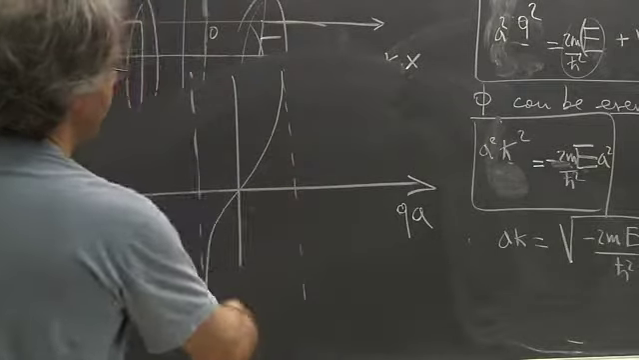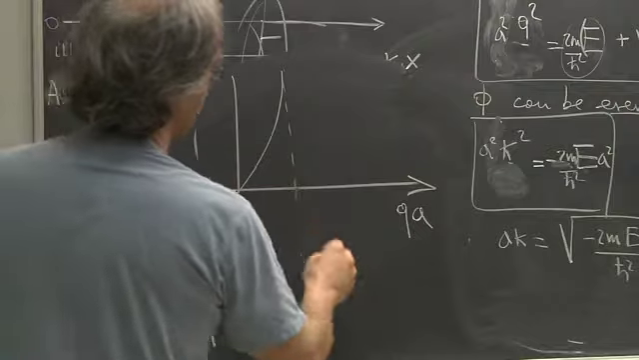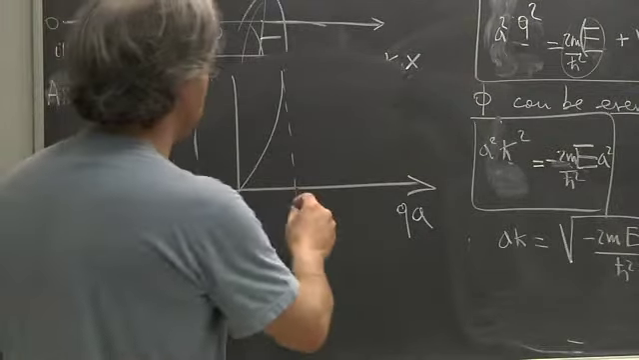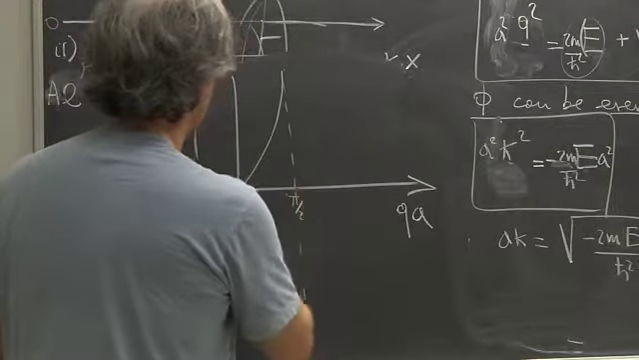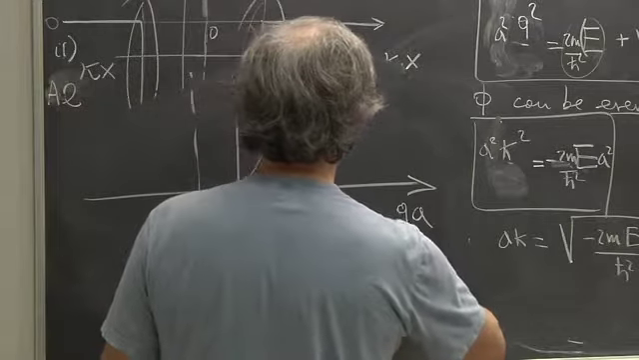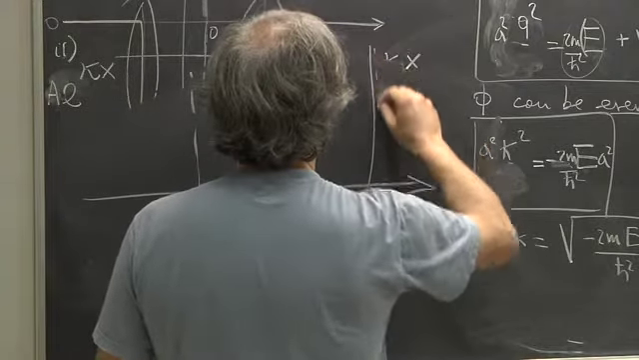This is the tangent. Obviously, when qa is equal to how much? Where does the tangent explode? Pi over 2, minus pi over 2. And then it repeats. So here I have, again, another branch.